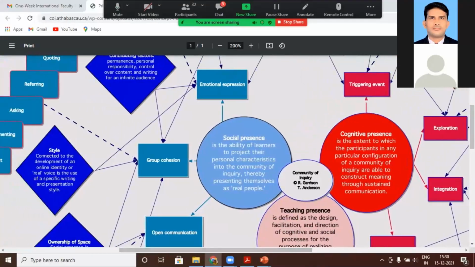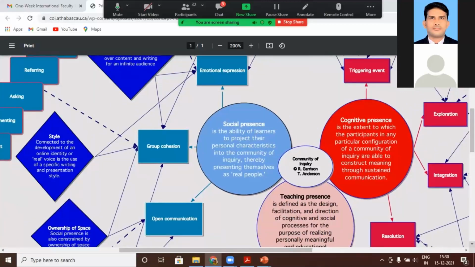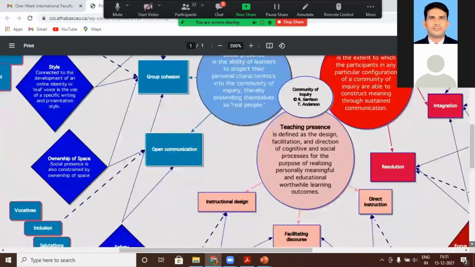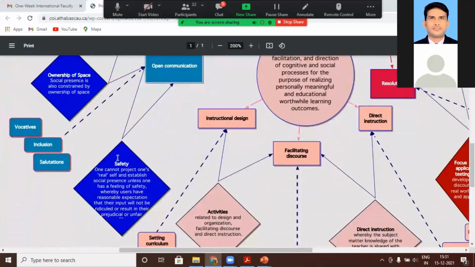In the social presence, again, there are three dimensions: emotional expressions, group cohesion, and open communication. So what comes under open communication? Open communication means vocative, vocal inclusion, and salutations. And also the safety. One cannot project one's real self and establish social presence unless he or she is feeling safe in the online environment.